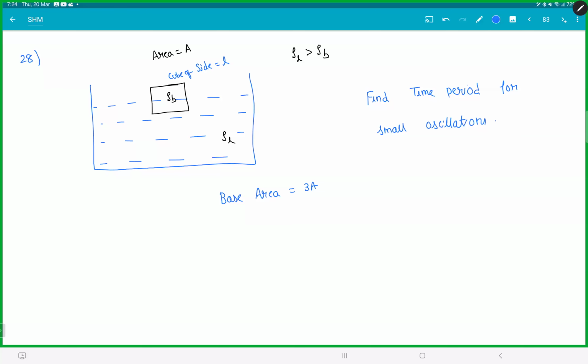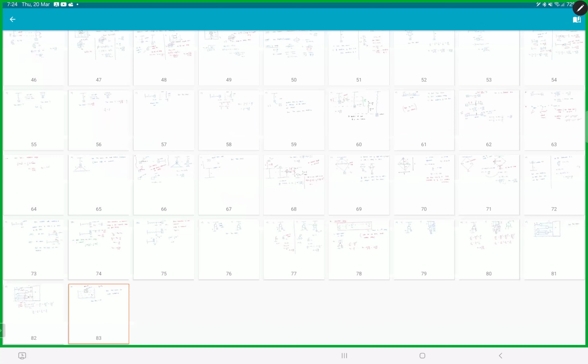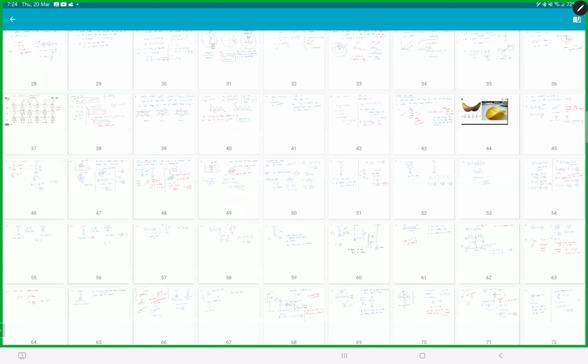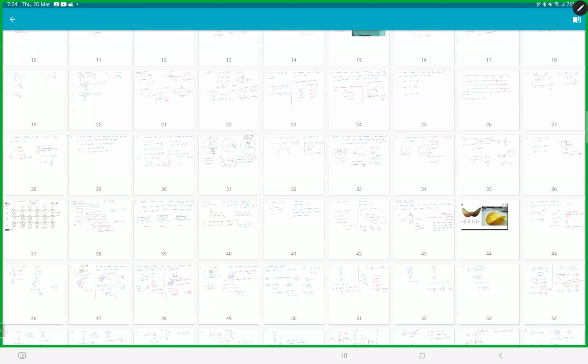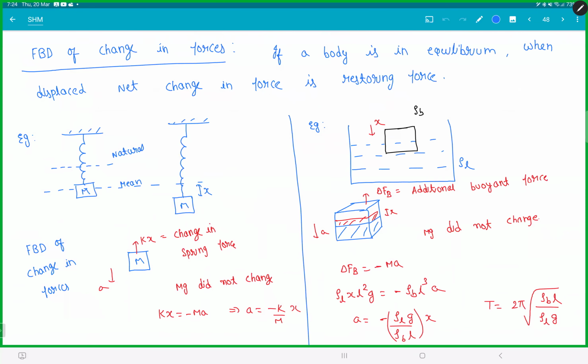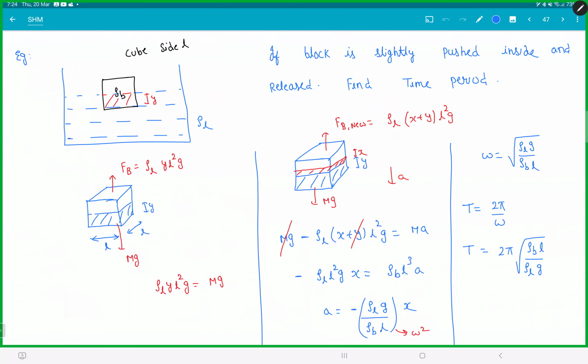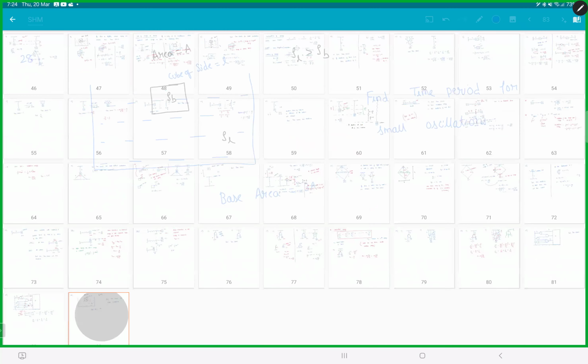If I push the block inside by X, the water and the surrounding also will rise because the areas are comparable. पहले जो example दिया था, it was like a big lake, so we neglected the height raised by the water level. In this problem, we cannot neglect the height raised by the water level. Look at here what happens.